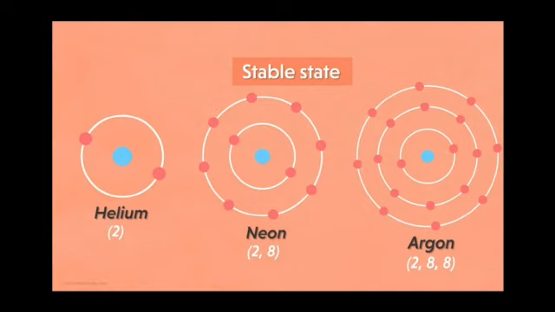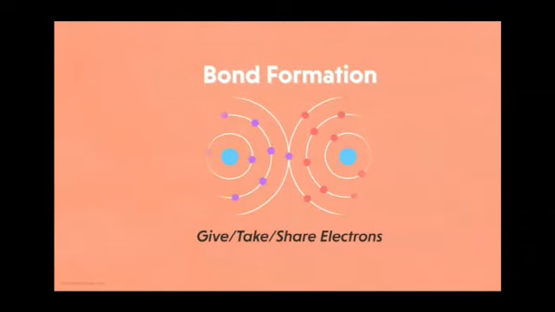But what about the case of atoms which do not have this octet state? Yes, they will be involved in bond formation. It means they either give or take or share electrons to attain the stable state. I hope you got the answer to the question, why do atoms combine together?